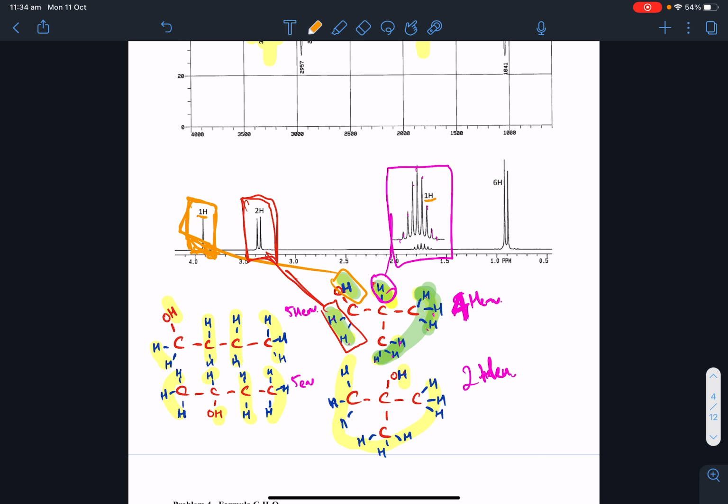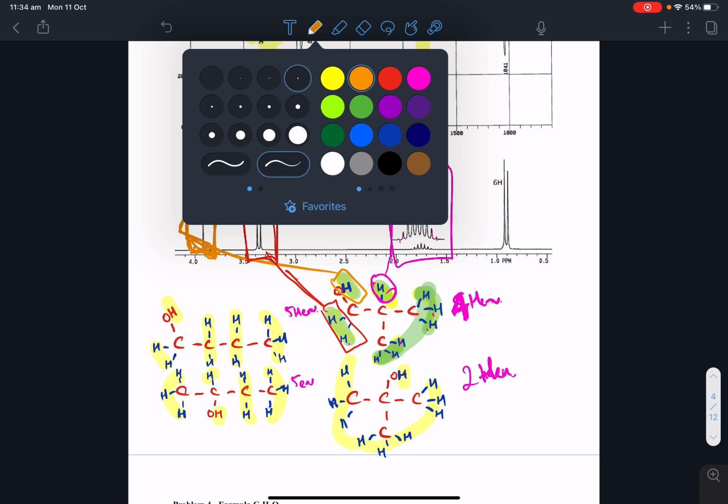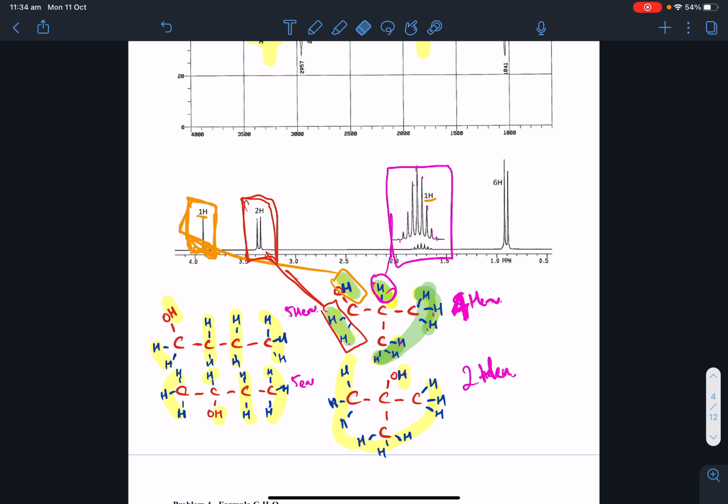Okay. This last one here. Let's do it in this dark blue. We've got 6 hydrogens. That's good. I want my 6 hydrogens. And they'll only see one neighbor, so it should be 6 hydrogens in a doublet, which it is. So that's that one there.